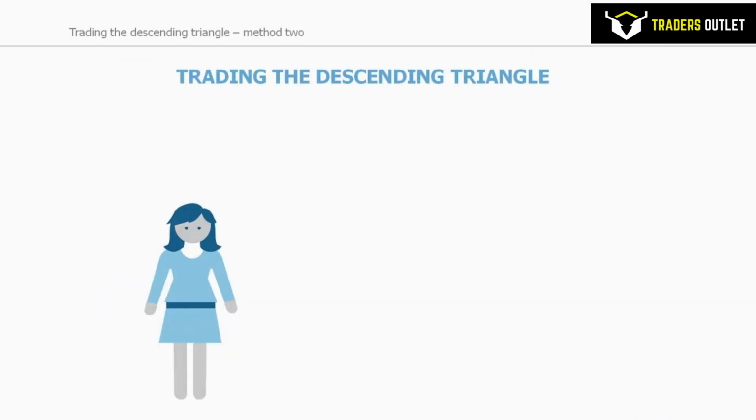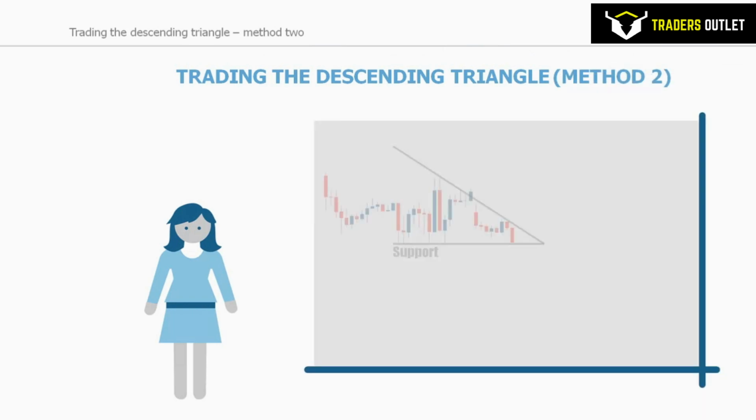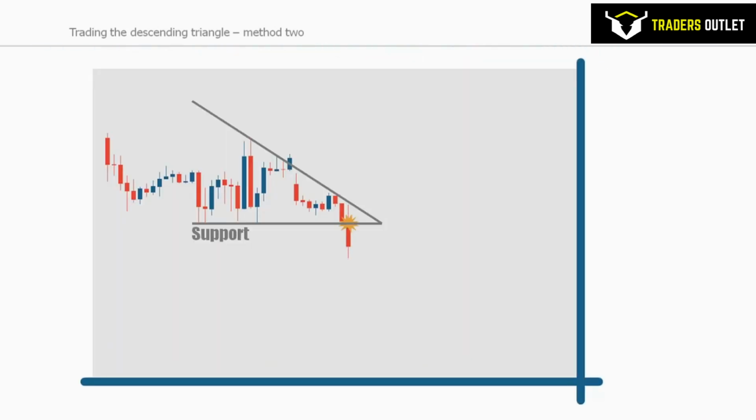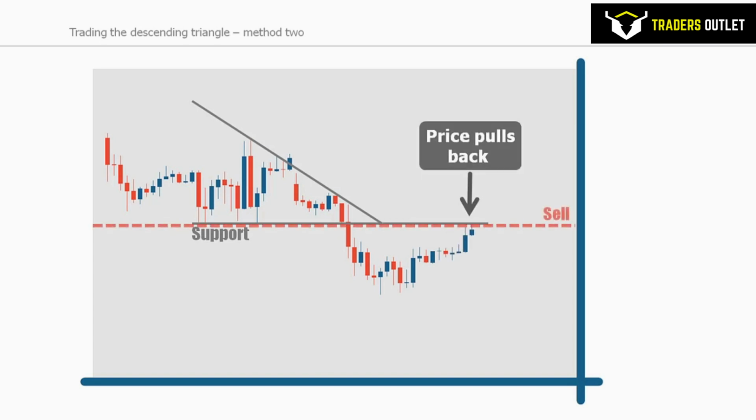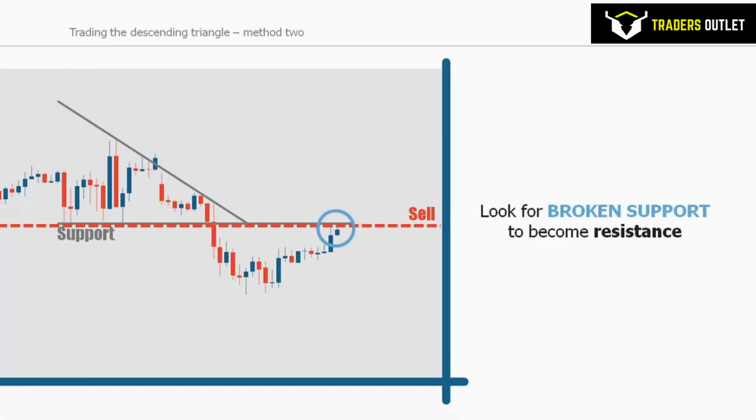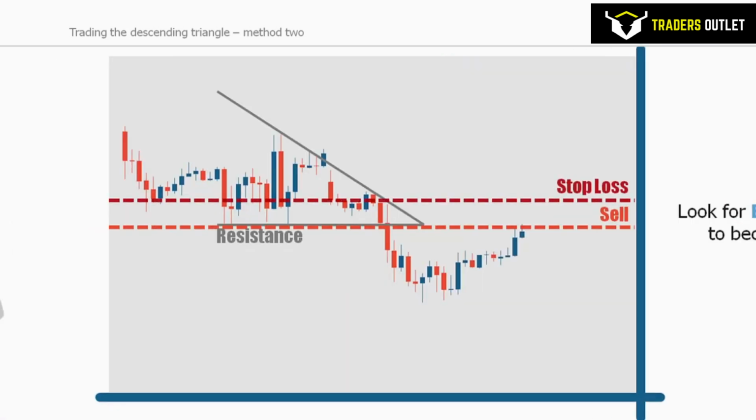The second way to trade this pattern is to wait for the price to break out of the triangle as previously shown, but instead of entering directly after the breakout, you wait for the price to pull back and retest the lower level of the triangle. In other words, you are looking for broken support to become resistance. The stop loss would be smaller when trading this way, as it would go above the new resistance level.